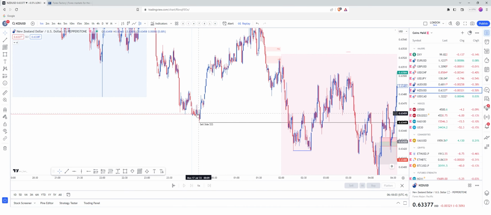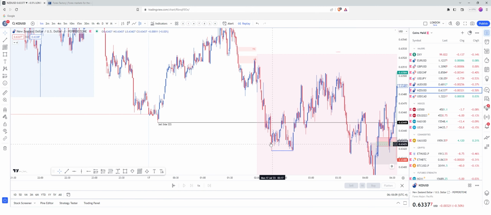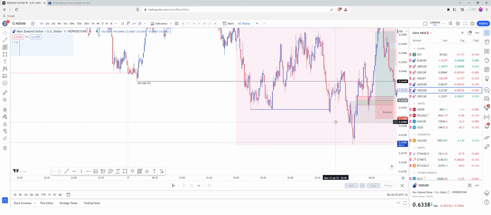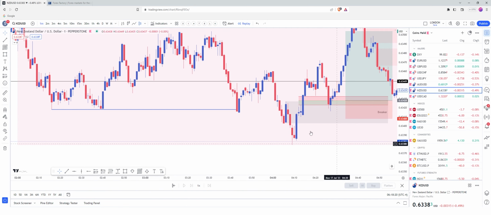New Zealand dollar. So we swept the Asia low before the session started. So we had new sell side in here. Come down, we've taken this. We had no break of structure with displacement here. So there's no entry at this point. So we have the session low in here. Price comes down aggressively, taking out the session low. Break of structure at this point.